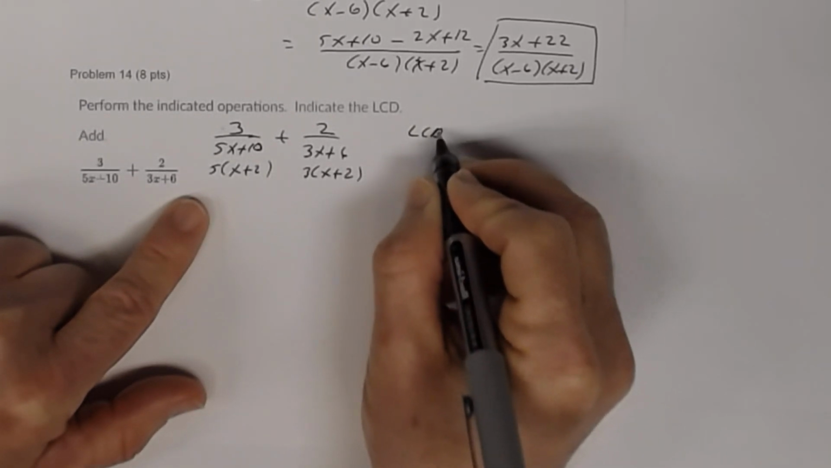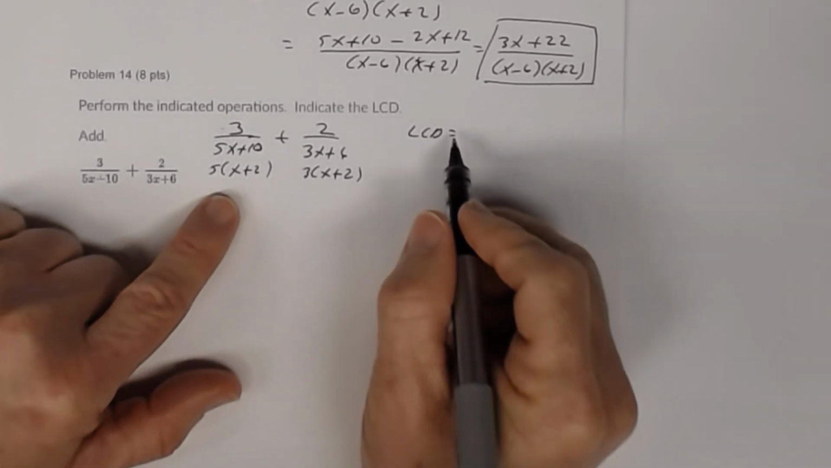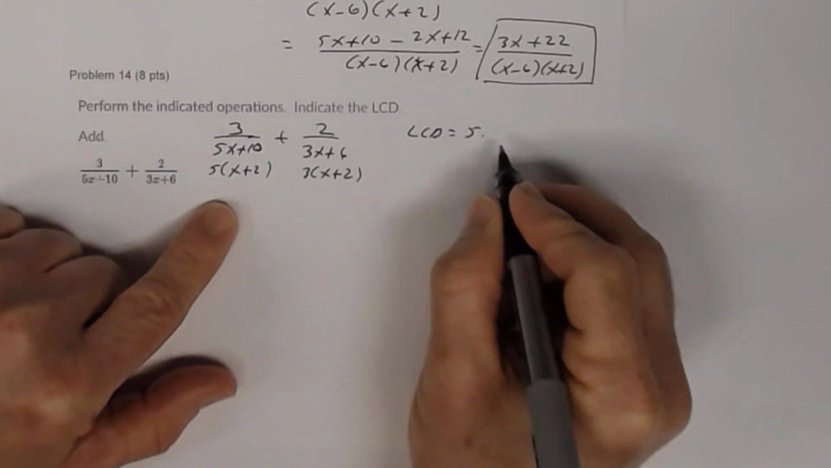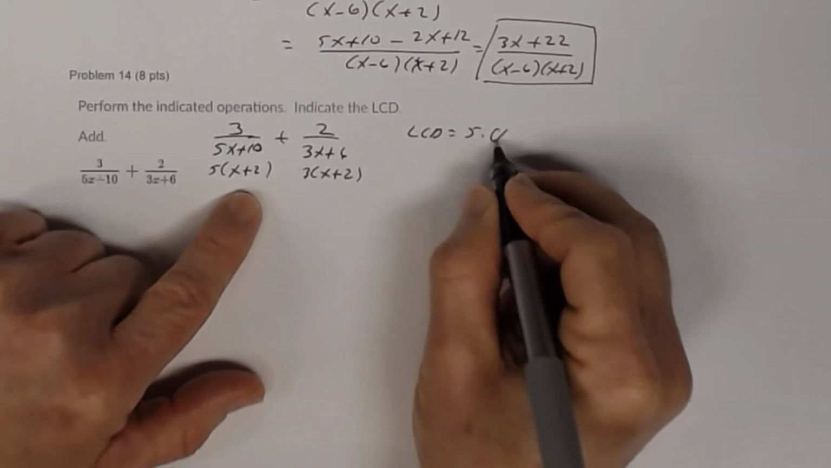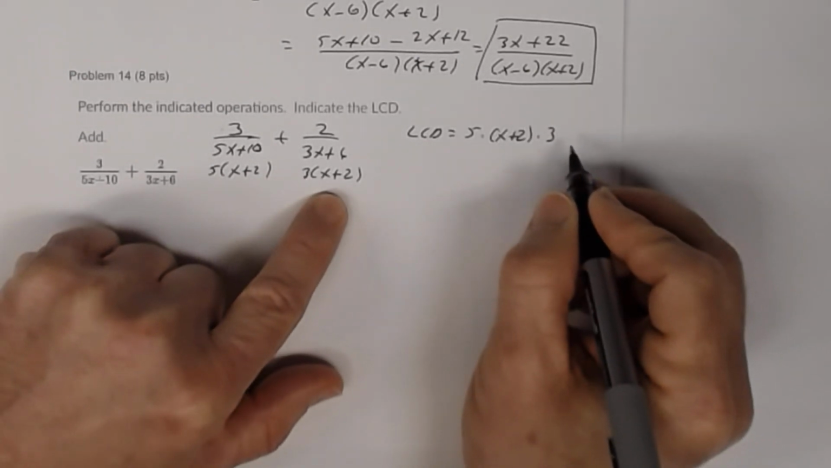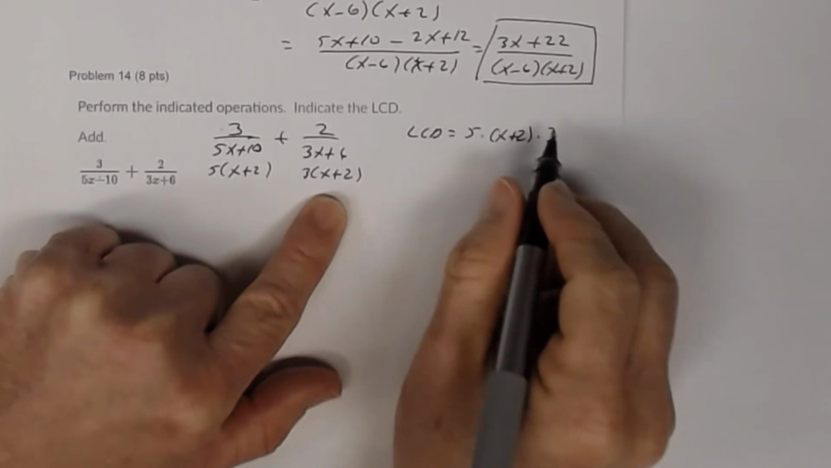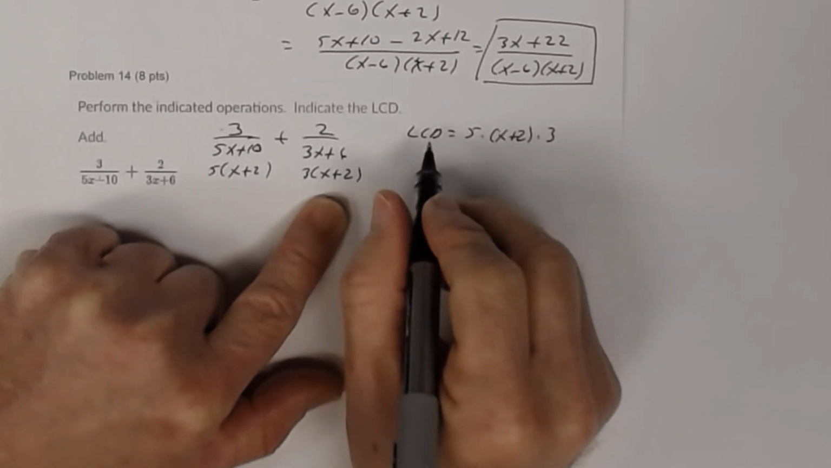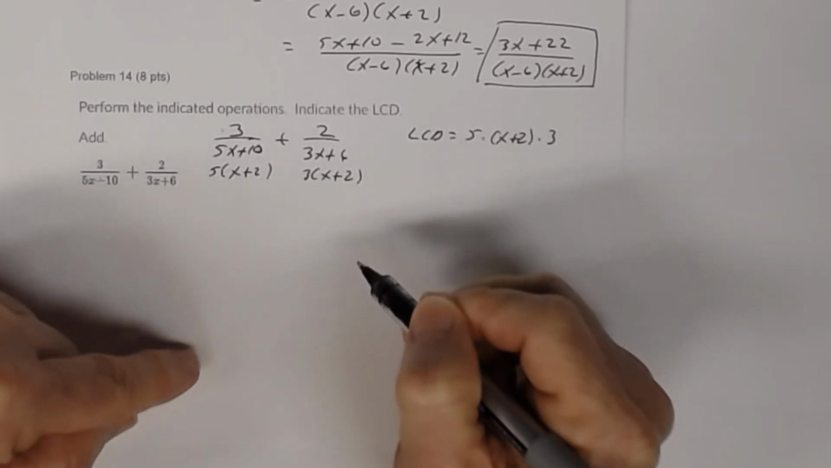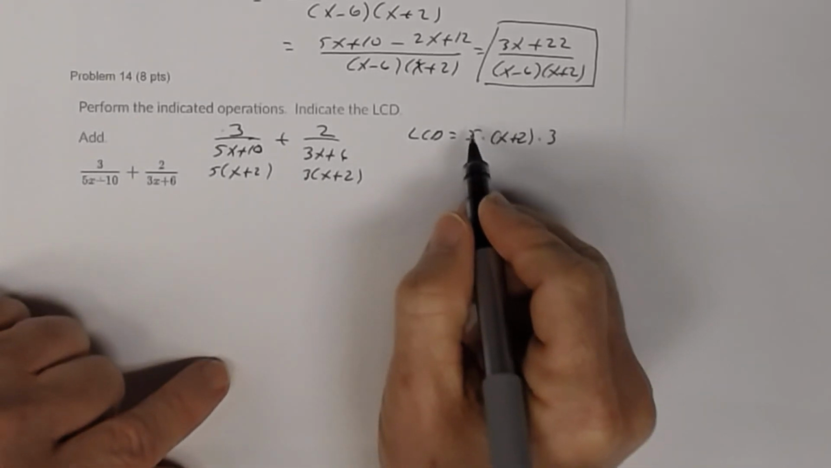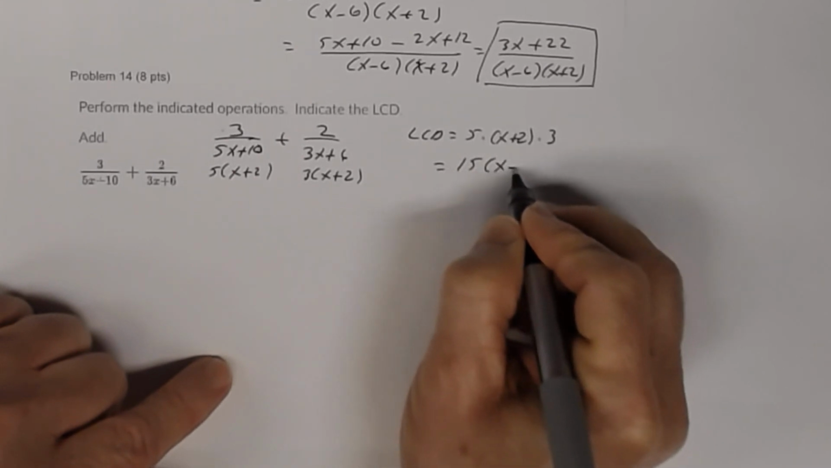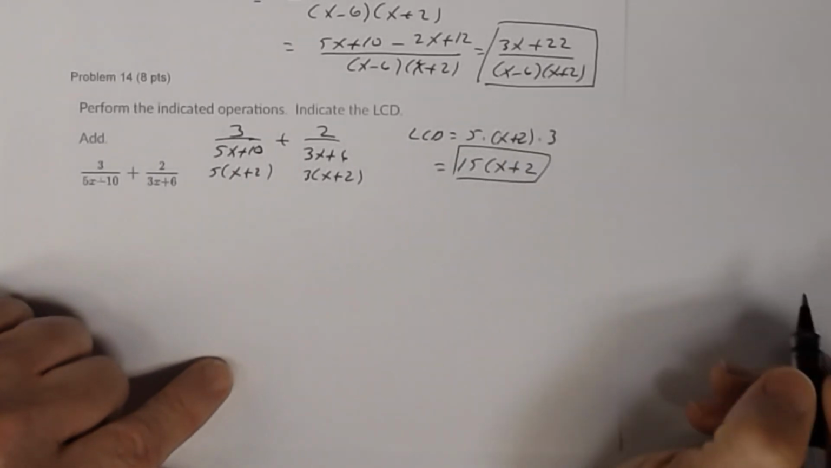So the least common denominator is a product of all the distinct factors that you see. I see a 5, I have to use it. I see an x plus 2, I have to use it. I see a 3, I have to use it. I see an x plus 2, I already have it. So don't put it again because it's no longer the least. You've now found a common denominator, and if it's not the least, it makes things a lot more difficult for you. But write 5 and 3 as one product. So it'd be 15 times x plus 2. So that's your least common denominator.